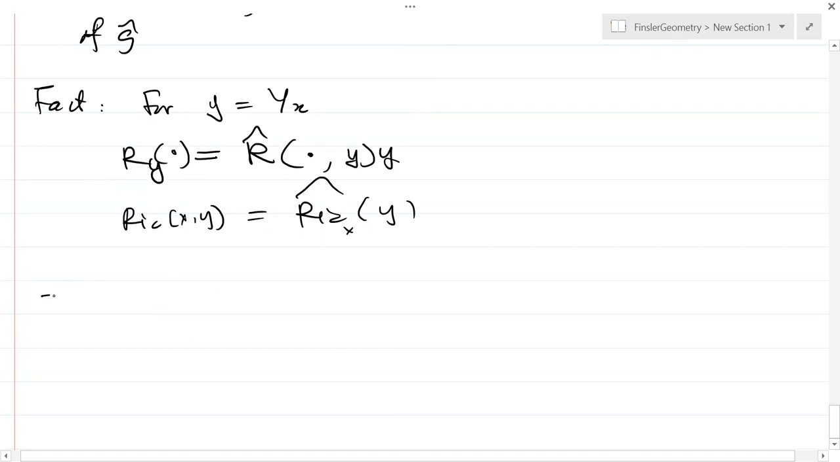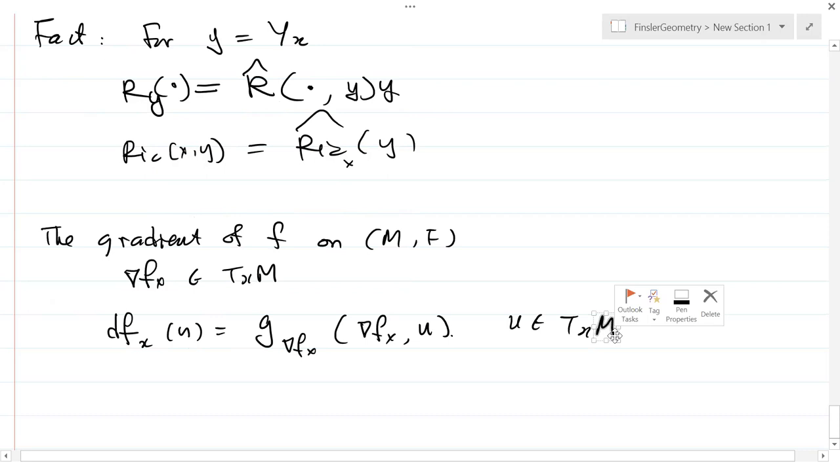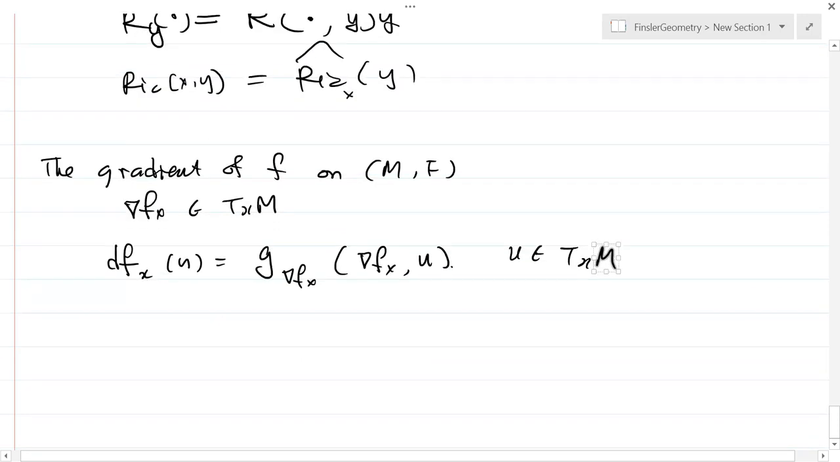So here's the so-called gradient. The gradient of a function on a Finsler manifold is defined in the following way. This is still a tangent vector, but it is the unique tangent vector such that the following holds. Now it's not easy to see why such a vector exists and is unique, because it involves two variables here. If the Finsler metric is Riemannian, then it's easy to find the unique vector, but for Finsler it's different, so it's not easy to see. I'm not going to go into the details. So this is the gradient.